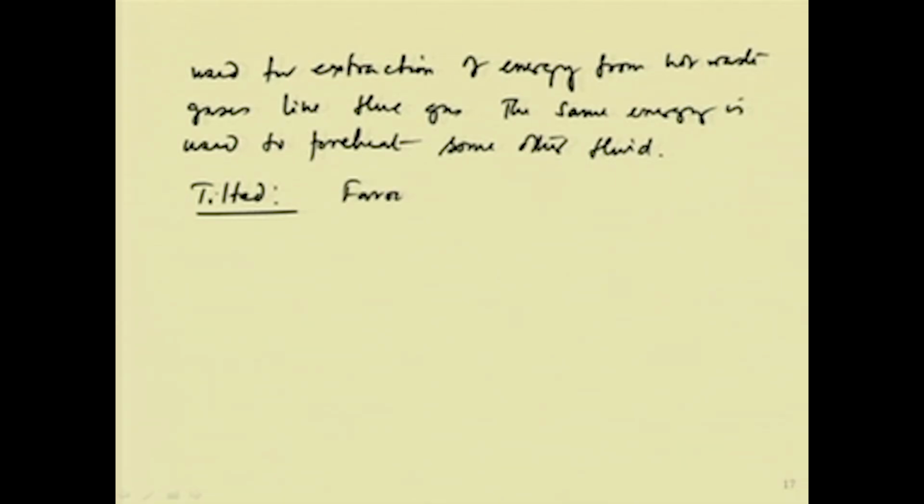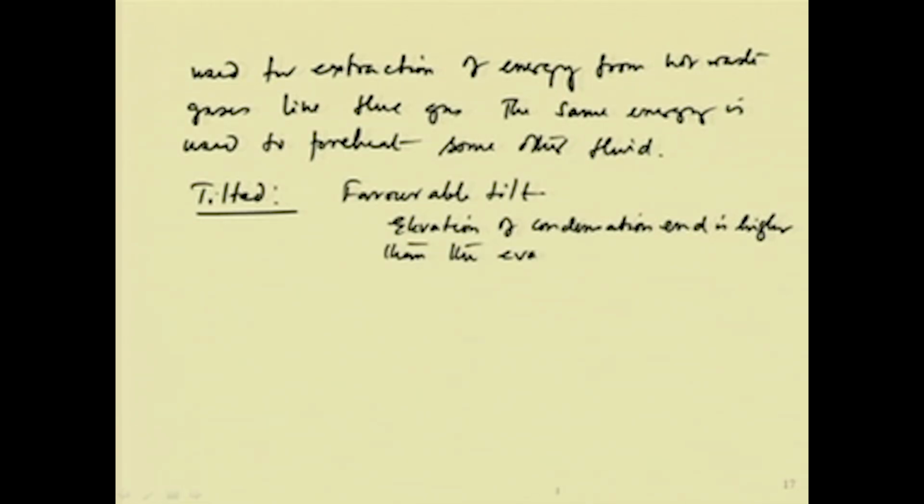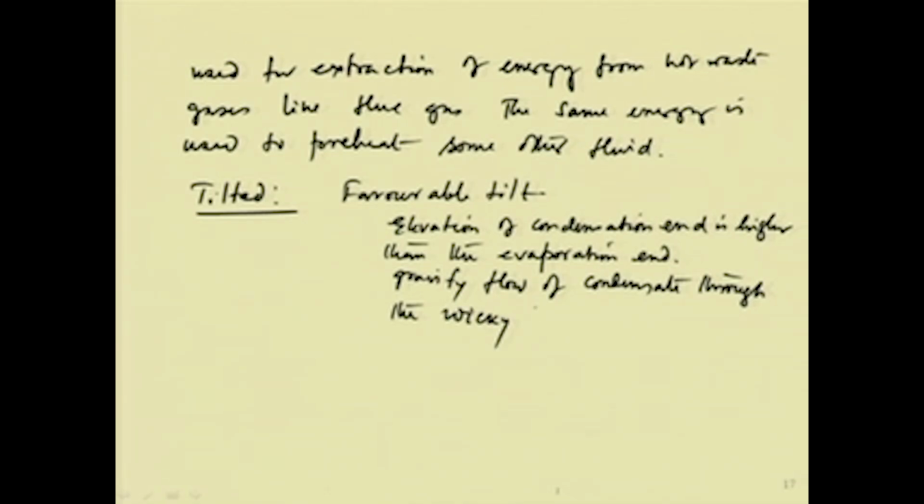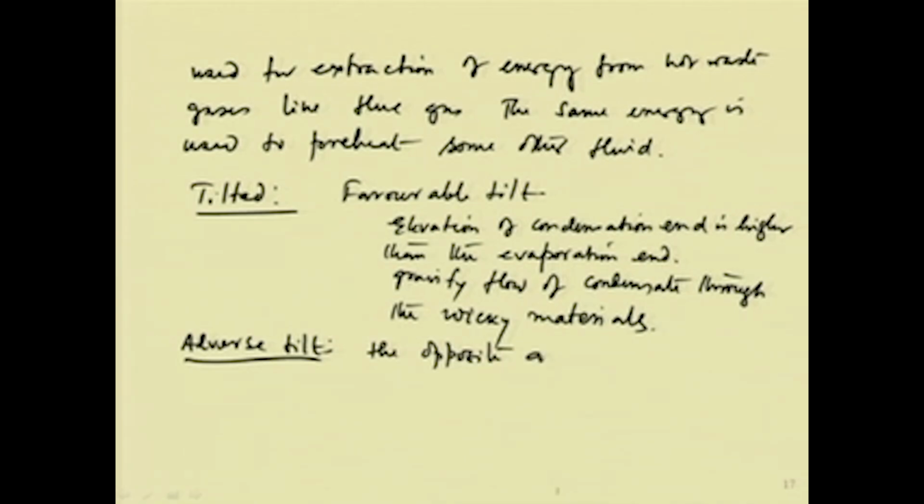So, one is called favorable tilt. In this case, the elevation of condenser end, condensation end, is higher than the evaporation end. Then what will happen? The liquid will try to come down due to gravity. So, gravity flow of condensate through the wicking materials. Okay. And adverse tilt, the opposite arrangement. The opposite arrangement is called the adverse tilt.